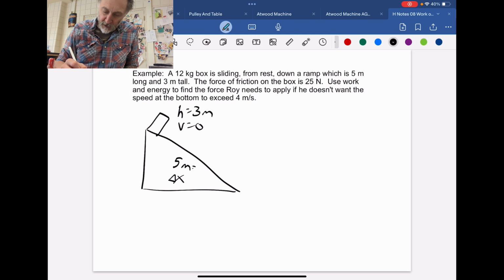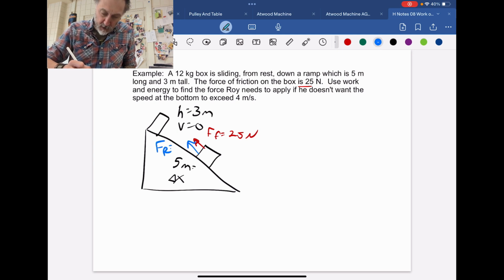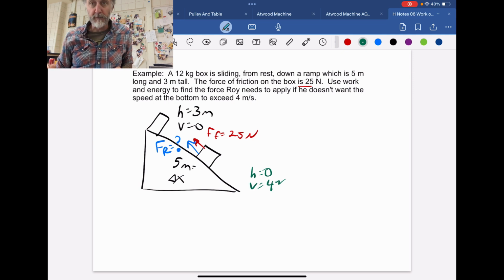As it slides down the hill, it says we're going to have 25 newtons of friction. So let's go ahead and put that on our drawing. Force of friction is 25 newtons. Use work and energy to find the force Roy needs to apply if he doesn't want the velocity at the bottom to exceed 4 meters a second. So that means by the time we get to the bottom, our velocity can be at most 4 meters a second, okay?